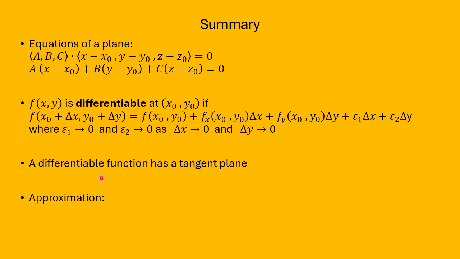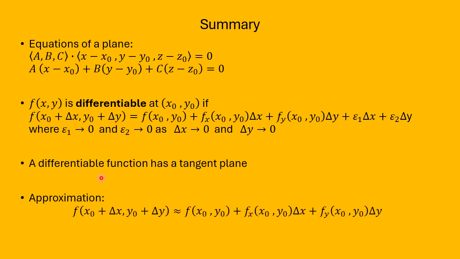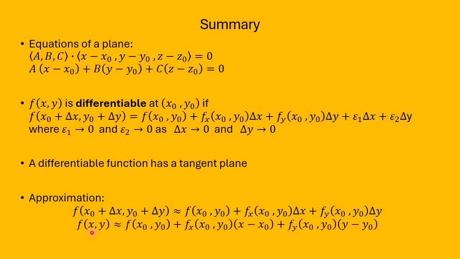The tangent plane approximation can be written this way: f of x0 plus a slight change in x, y0 plus a slight change in y is approximately f of x0, y0 plus a couple of correction terms. We can rewrite this if we let x be x0 plus delta x and y be y0 plus delta y. Then we find pretty easily that f of x, y is approximately equal to f of x0, y0, plus the partial of f with respect to x at x0, y0 times x minus x0, plus the partial of f with respect to y at x0, y0 times y minus y0.